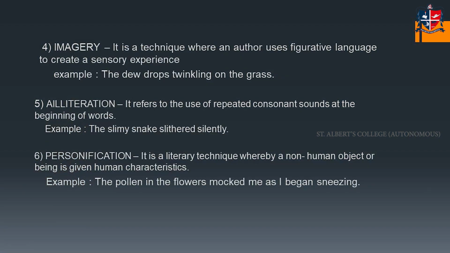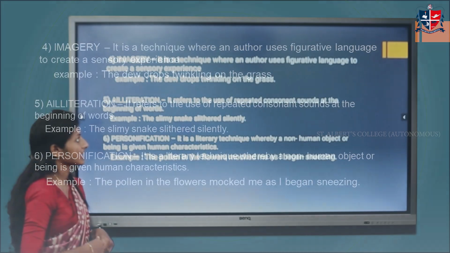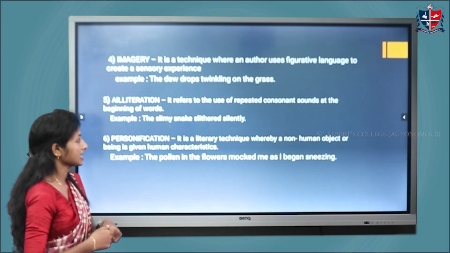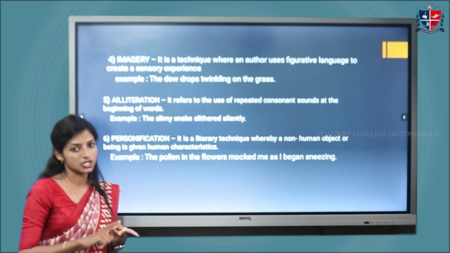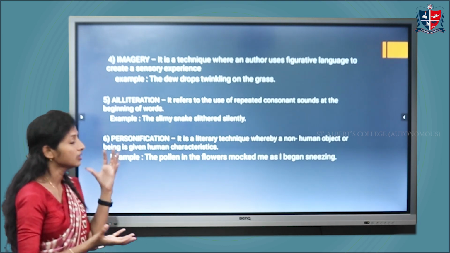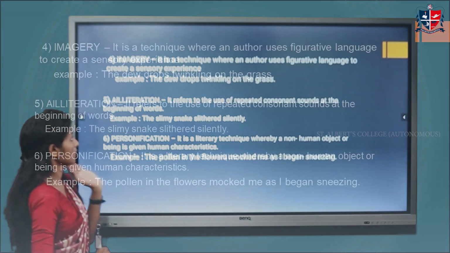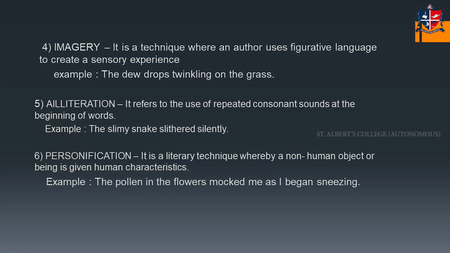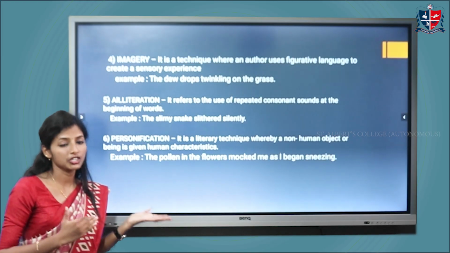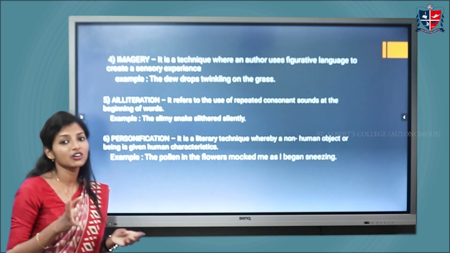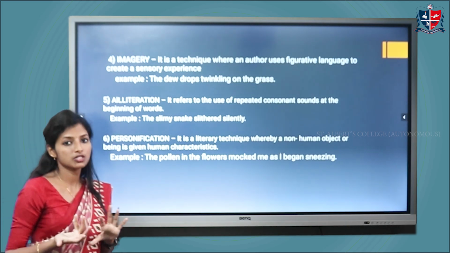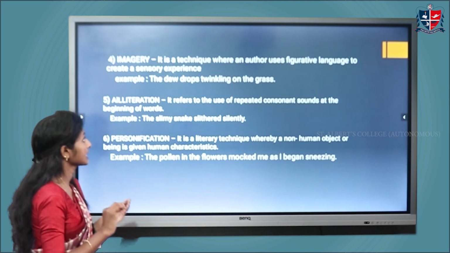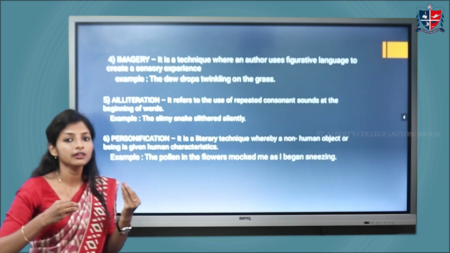Next is imagery. It is a technique where an author uses figurative language to create a sensory experience. That is, it makes use of our senses: sense of taste, sense of smell, sight, hearing. All those things are made use of by the author. Example: the dewdrops twinkling on the grass. So it is the sense of sight that is being described by the author. That is imagery, a technique which uses figurative language to create a sensory experience. It is the senses that are being evoked.